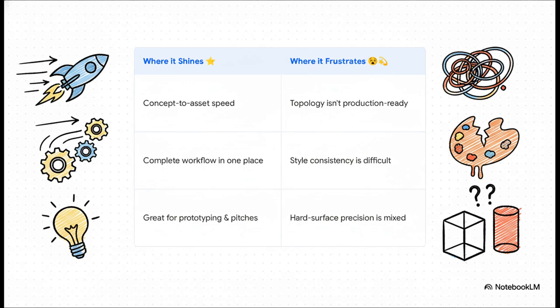This really breaks it down. So where does it shine? Speed. The speed from just an idea to having a model is hands down its biggest win. And having everything in one place is fantastic for just banging out prototypes. Where does it frustrate? Well, the topology, the underlying geometry, is almost never ready for professional work like animation. Getting a consistent style across a bunch of different models is tough, and getting precise, hard surface shapes can really be a roll of the dice.